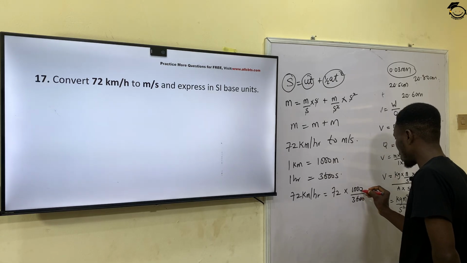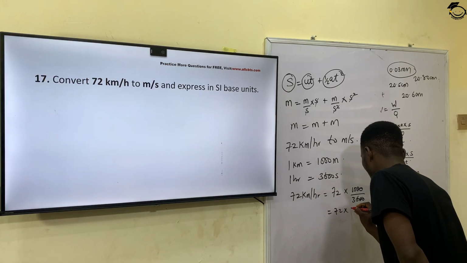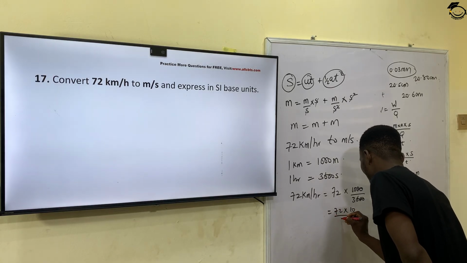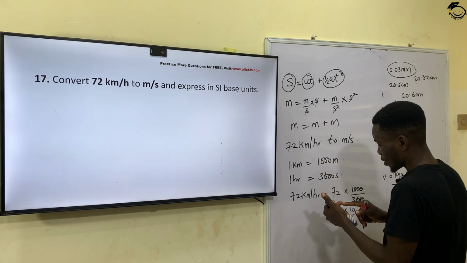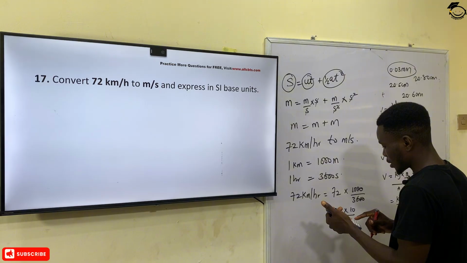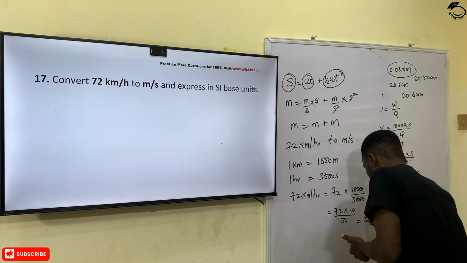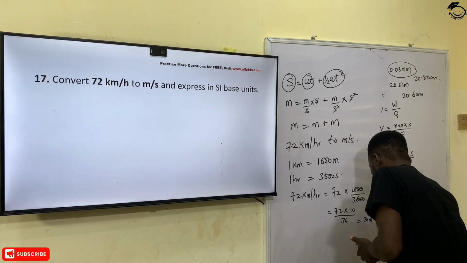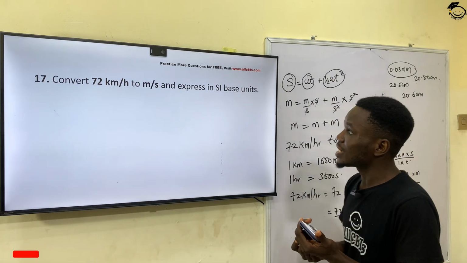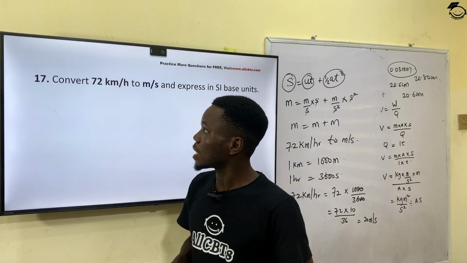So these 2 zeros will cancel out 2 zeros. It means I have 72 times 10 divided by 36. So I have 720 divided by 36, and that will give me 20 meter per second. So it means that my 72 kilometer per hour is equivalent to 20 meter per second.